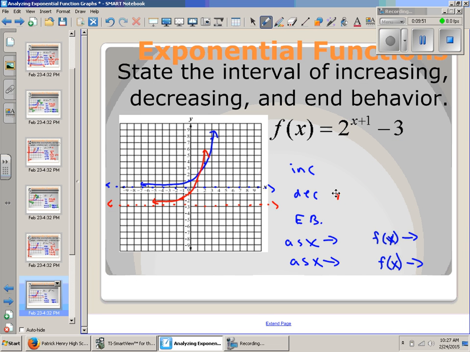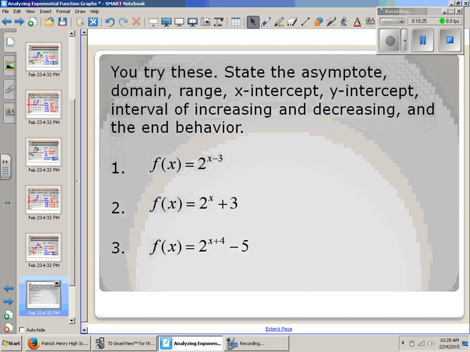Decreasing, notice that I never go down. The red never goes down if I'm reading this from left to right. It's always going up, so it's always increasing. End behavior here. We're going left to negative infinity, down to negative 3. Notice that graph stops at negative 3. And we're going up to infinity, right to infinity. Now I have some problems for you to try.